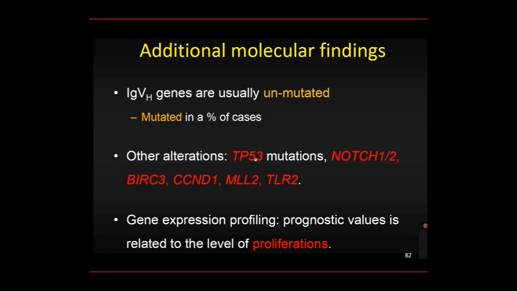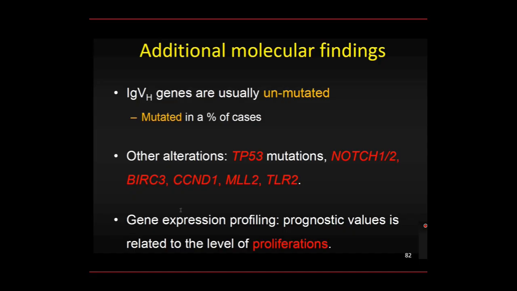Other mutations: I mentioned TP53, but we also have other genes, NOTCH1 and NOTCH2, BIRC3, cyclin D1 itself, MLL2, mixed lineage leukemia 2, which is mutated also in follicular lymphoma, and others. Don't really focus on those, just remember that you have additional ones, and TP53 is included.